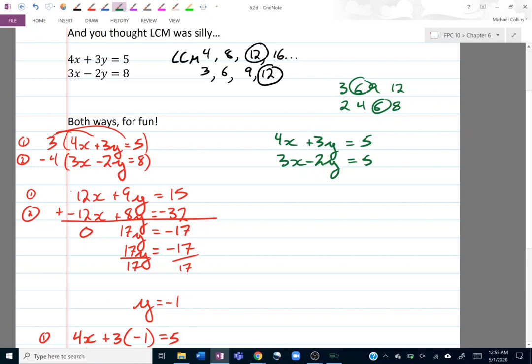They'll just end up going away. The top one, in order to make my 3 a 6, I'm going to have to multiply it by 2. So I end up with an 8x plus 6y is equal to 10. And my bottom equation, and that was equation 1, and this one will be equation 2.